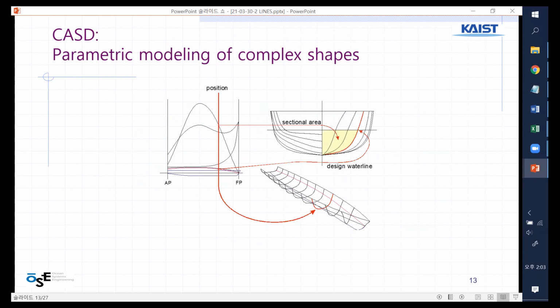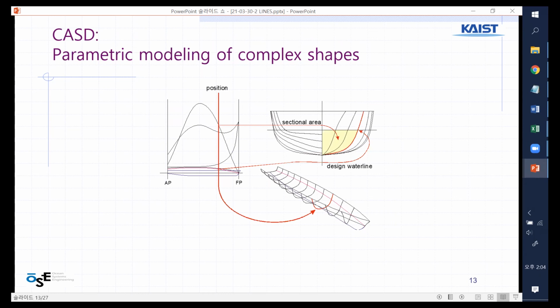And parametric modeling of complex shapes. So in the left-hand side up, there is an AP and FP. It's a lengthwise curve of sectional area curve, something like that. And then that gives you, right-hand side up, each sectional curve of the ship. It looks like a body plan.